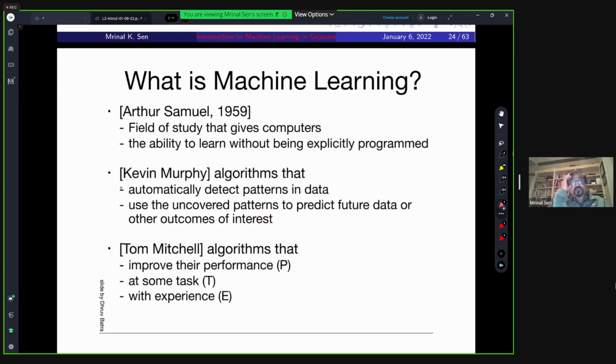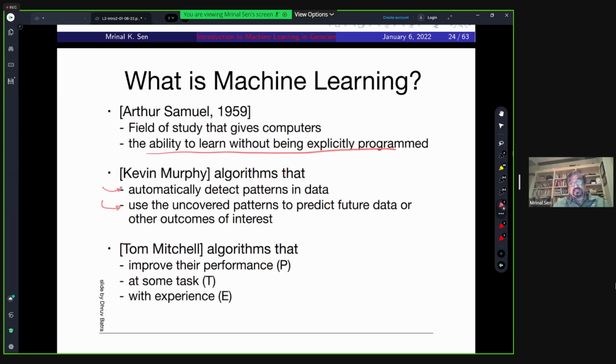Now, there are many different ways people have defined machine learning. Arthur Samuel said it's the field of study that gives the computers ability to learn without being explicitly programmed. And I'll explain it to you a little bit later, because if you just read this sentence, it really does not quite make sense. I think I like Kevin Murphy's definition. It says these are algorithms that automatically detect patterns in data and use the uncovered patterns to predict future data or other outcomes of interest.